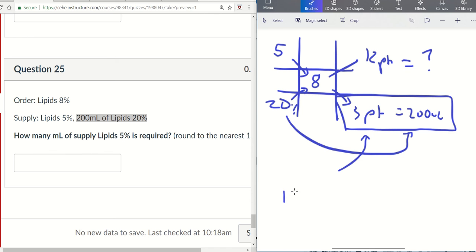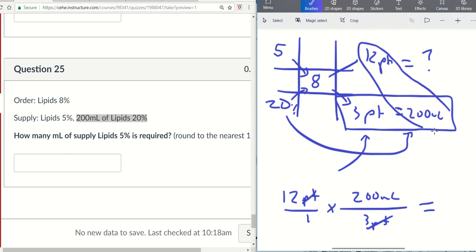All right, so 12 parts is your unknown. So it's 800. You multiply it by your conversion factor. Since this is an equality, you can use it as a conversion factor. For every 200 mLs, there are 3 parts. The parts cancel out. So 12 times 200 divided by 3. If you're cross multiplying, multiply across and then divide by 3. Same difference.